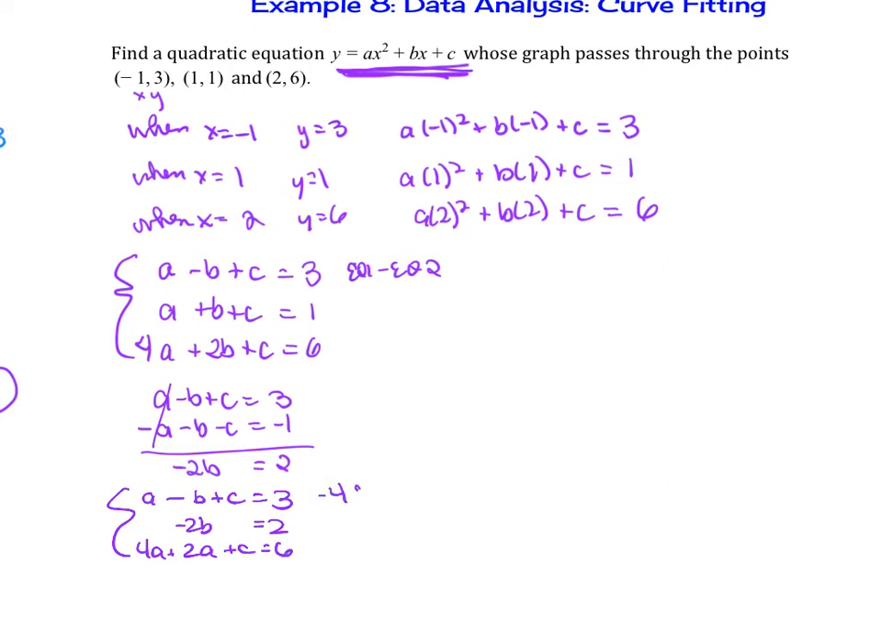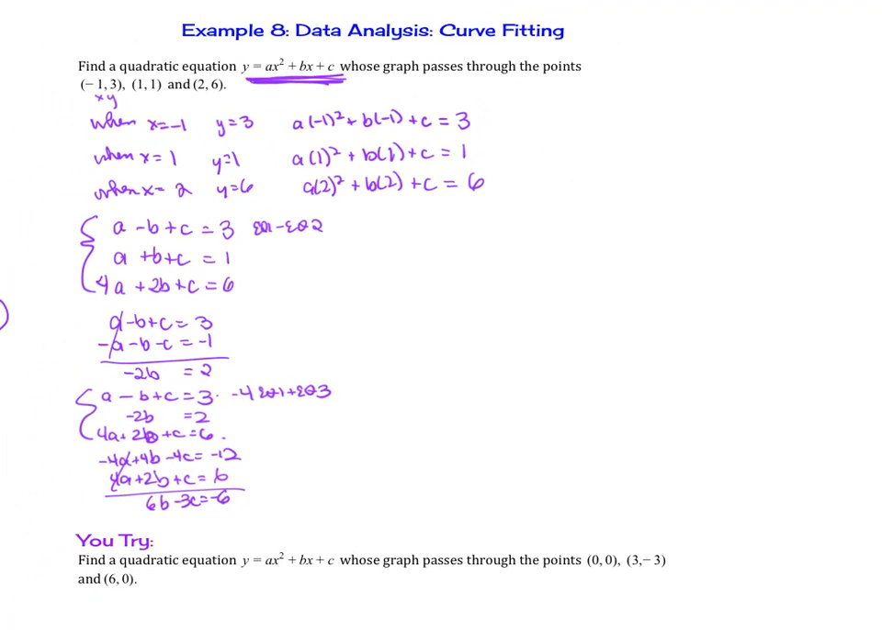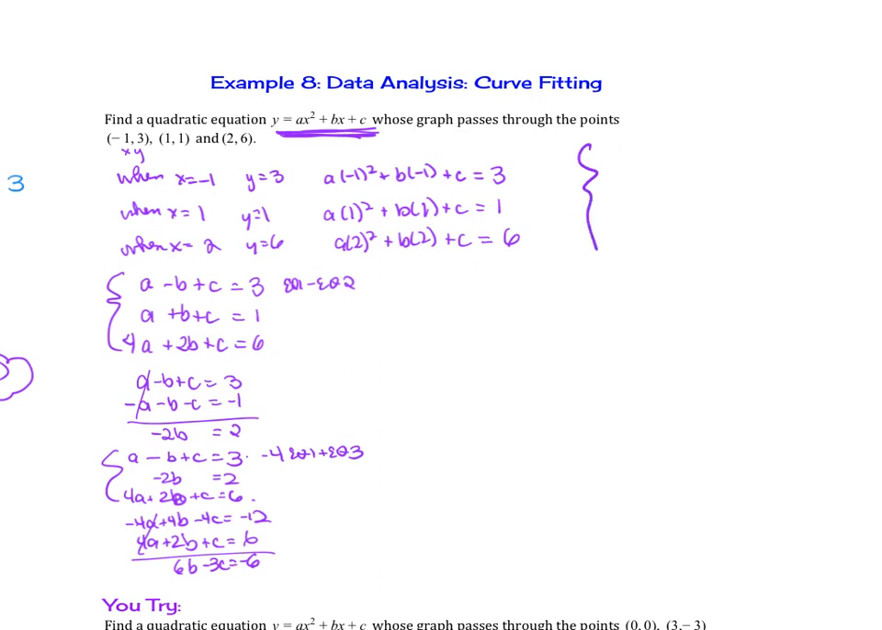So now I'm going to multiply equation 1 by negative 4 and add it to equation 3. Just doing the work down here, this is negative 4a plus 4b minus 4c equals negative 12. Add it to equation 3: 4a plus 2b plus c equals 6. And so we get 6b minus 3c equals negative 6. So let's go ahead and write that up here as we're working. So we have a minus b plus c equals 3, negative 2b equals 2, and then now we have 6b minus 3c equals negative 6.